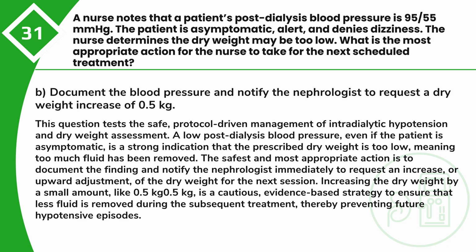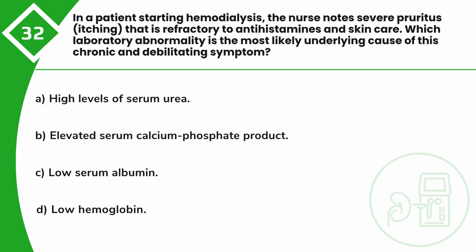hypotensive episodes. Question 32. In a patient starting hemodialysis, the nurse notes severe pruritus, itching that is refractory to antihistamines and skin care. Which laboratory abnormality is the most likely underlying cause of this chronic and debilitating symptom? A. High levels of serum urea. B. Elevated serum calcium phosphate product. C. Low serum albumin. D. Low hemoglobin.